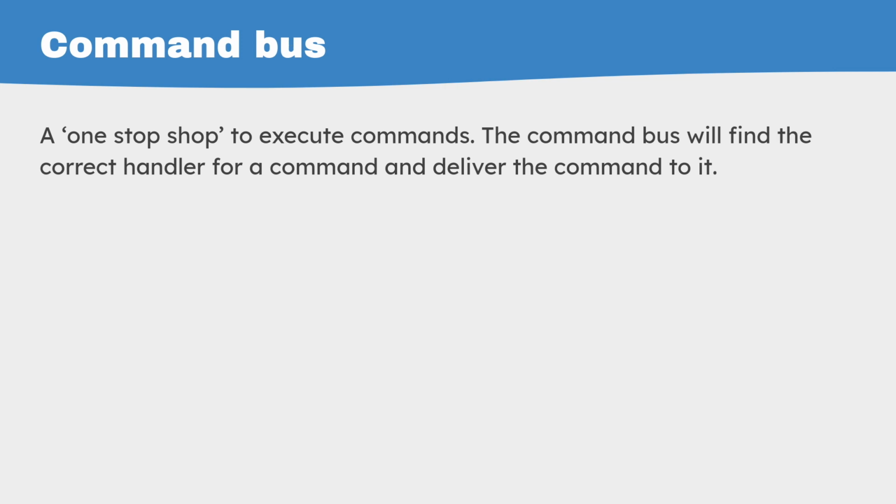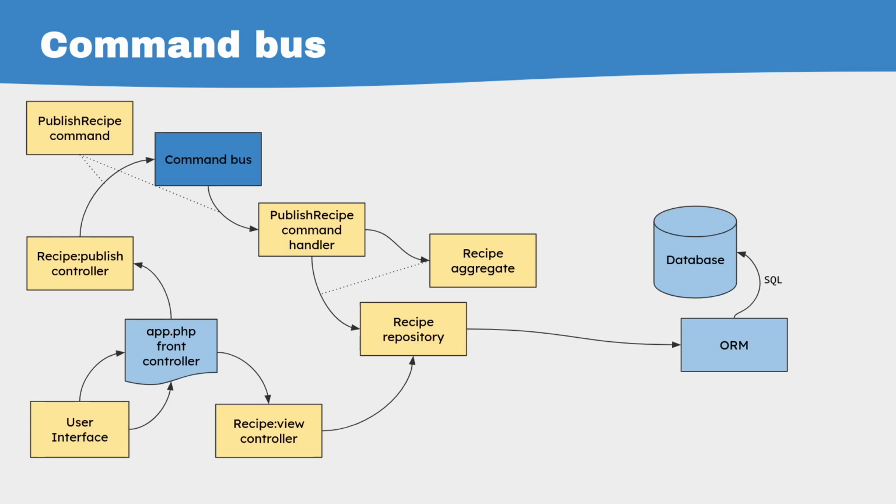So a command bus is a one-stop shop to execute these commands, and you just provide your command to the command bus, and the command bus will look up the correct handler and deliver the command to it. So what does that look like? We just put a command bus in between, and that command bus also knows about all the other command handlers that are in the system, and anything in your system that wants to execute a command just provides it to the command bus, and that command bus will look up the correct command handler.